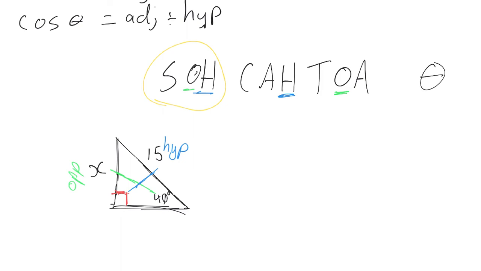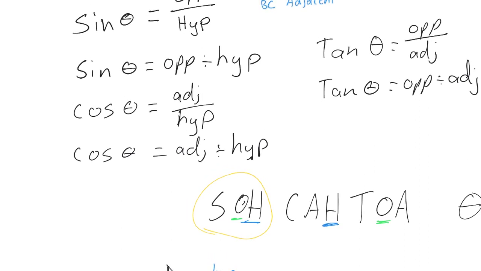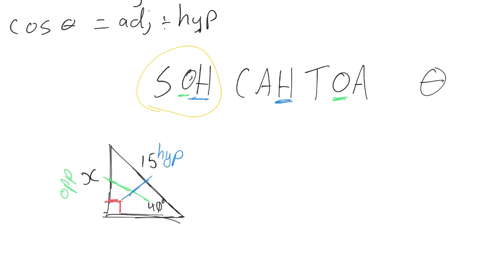Now to do this, we're going to think back to our sine function up here. So we're actually looking at this part here, and we're going to see that sine theta equals opposite over hypotenuse. That is our formula. So we're going to write that down.